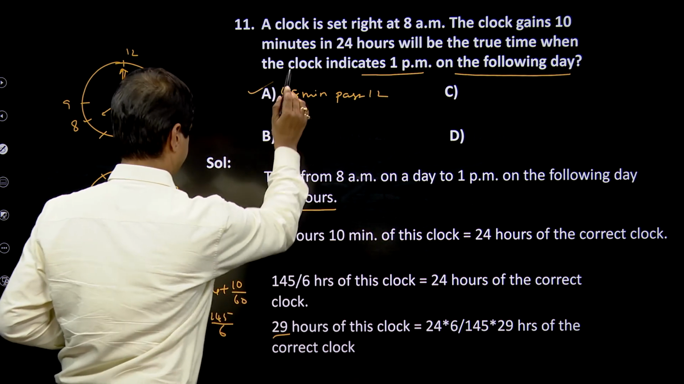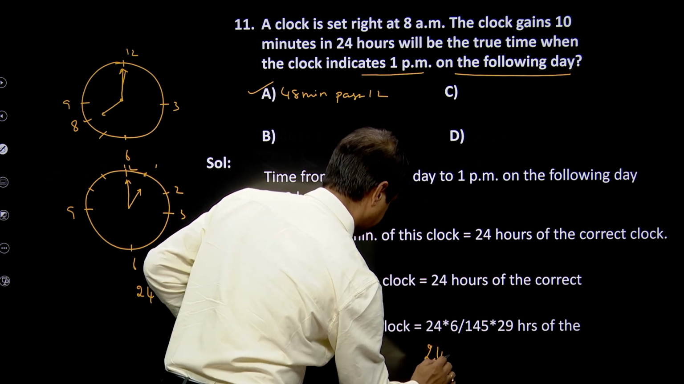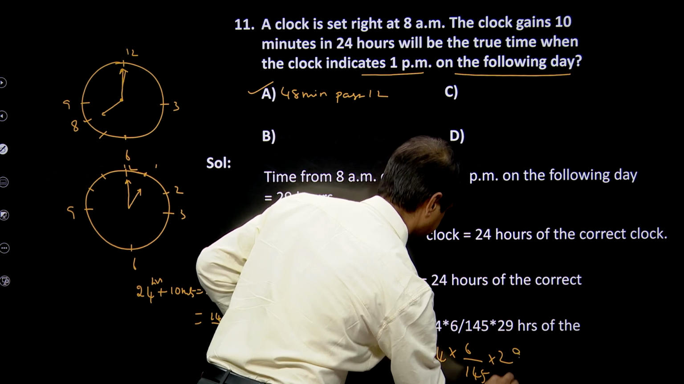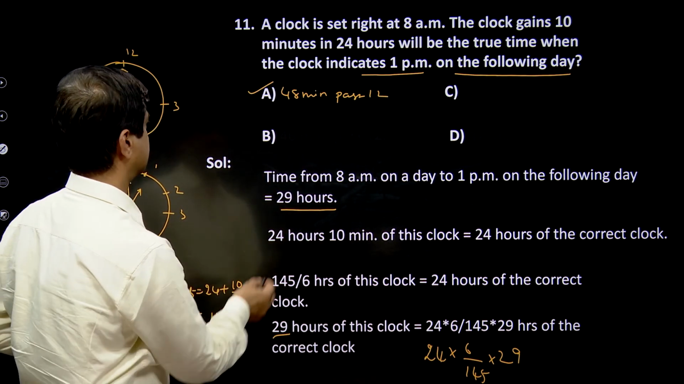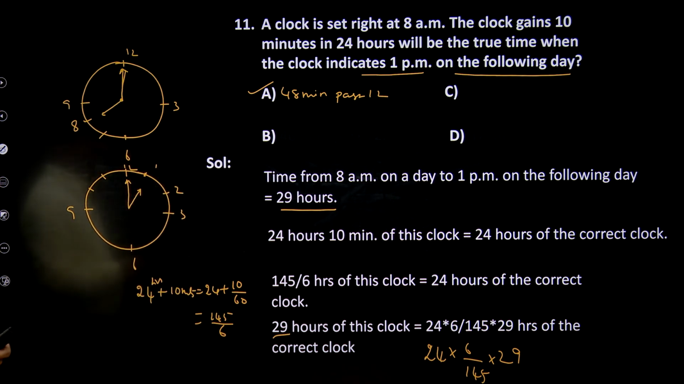Okay, that is option A. So this is important. This is 24 into 6 by 145 into 29. So that is the final simplification, which will get it as 48 minutes past 12. Please note it fast, quick.